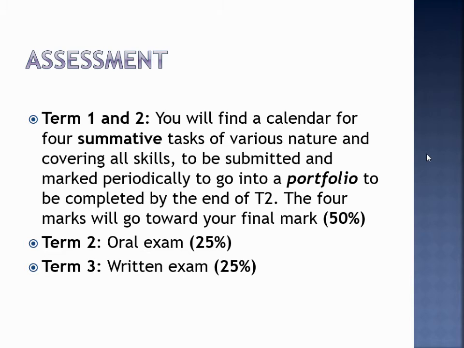For term 1 and 2, on your Ellie page, you will also find a calendar for 4 summative tasks of various nature and covering all skills. These will have to be submitted and marked periodically to go into a portfolio to be completed by the end of term 2. These 4 marks will go towards your final mark, and they are worth 50%. So both at the end of term 1 and at the end of term 2, you will be expected to submit some work that will be actually marked.